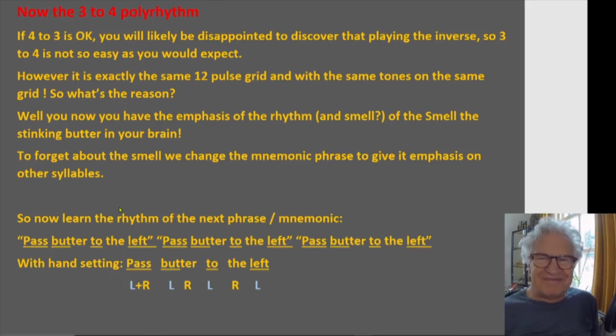Now, some attention for the 3-4 polyrhythm. What will surprise you is that the hand setting is the same. The resulting sound will be the same, but after having trained the 4-3 polyrhythm, this will be quite uncomfortable to play. But imagine that you are in a band and there is a quadruple rhythm that is played and you want to put a triple timing on top of it.